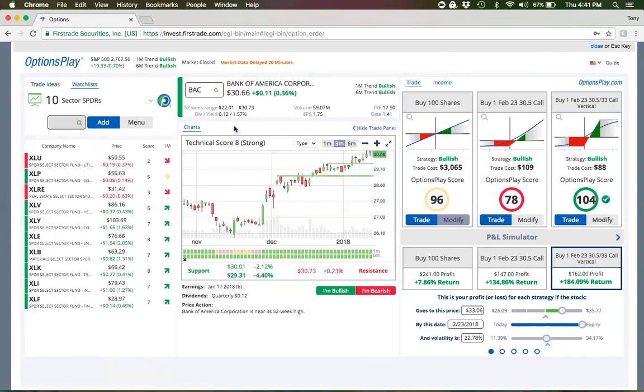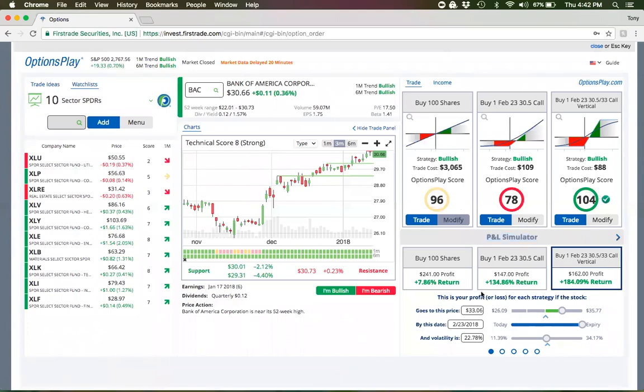So as you can see, when I type in Bank of America, I automatically am presented with 3 strategies here on the right. I can buy the shares, I can buy this call, or I can buy this call vertical. So before I even look at any specific strategies, let's just take a look at, if we just kept these 3 default strategies, we didn't do any modifications, what happens? So I'm looking at Bank of America. We know that it reports earnings on January 17th. So that's where we're going to use our P&L simulator here on the right. And we're going to simulate what happens if Bank of America beats earnings, what happens if it misses earnings, and see how each one of these strategies perform.